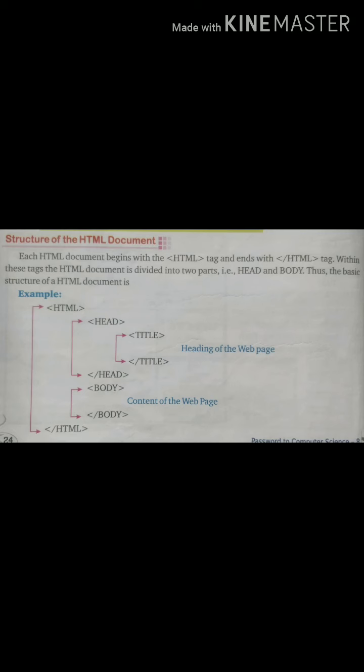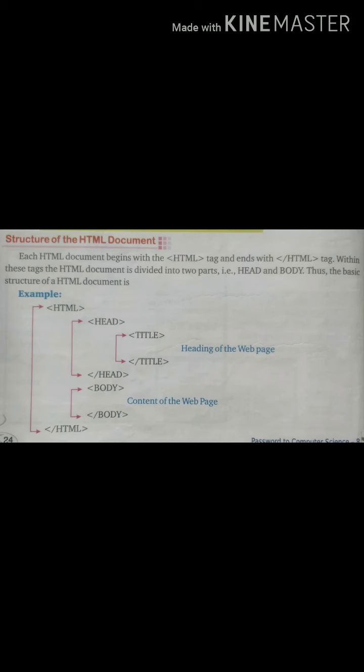Each HTML document begins with the HTML tag, that is the opening tag, and ends with the HTML tag, that is the closing tag. Okay, a forward slash is given there. So within these tags, the HTML document is divided into two parts. Whenever you see the document structure of HTML, you will find two parts, that is head and the body.